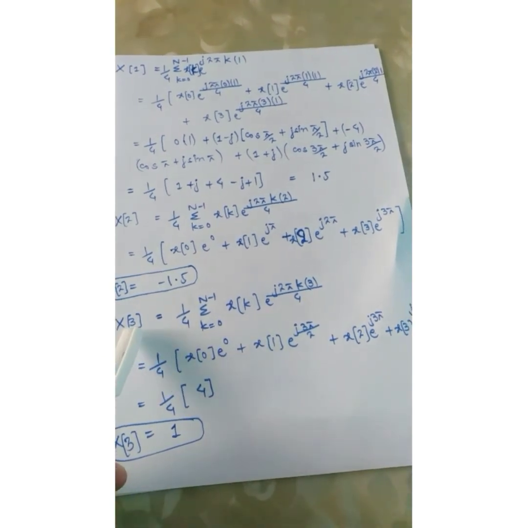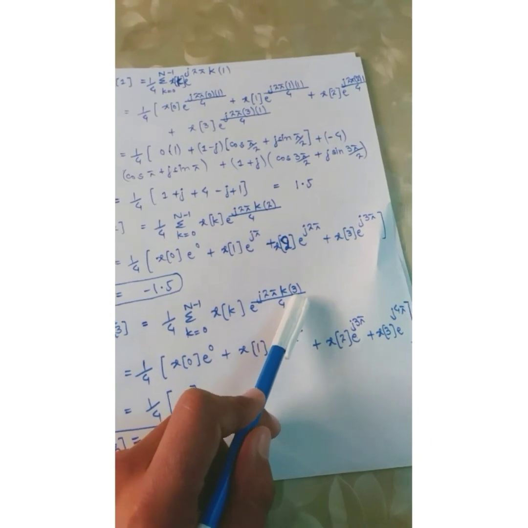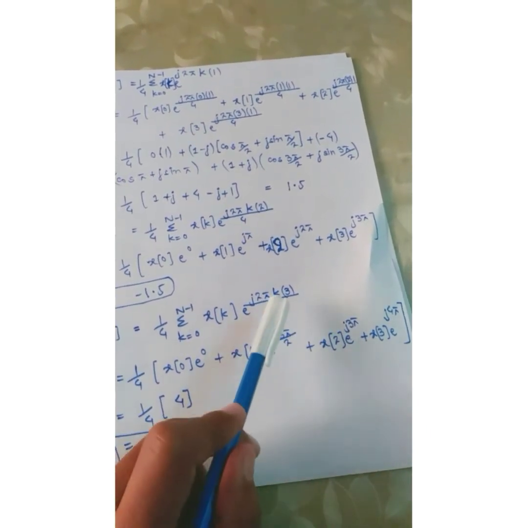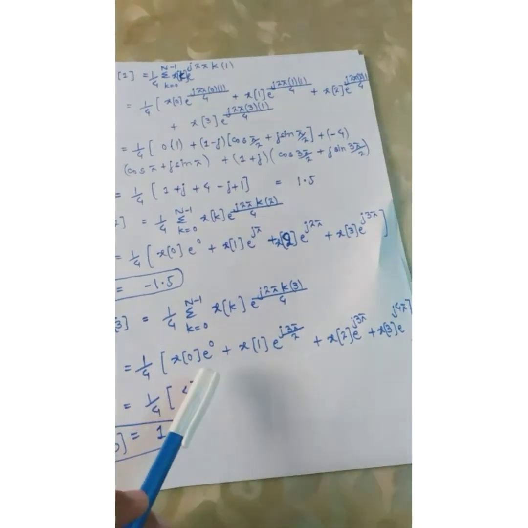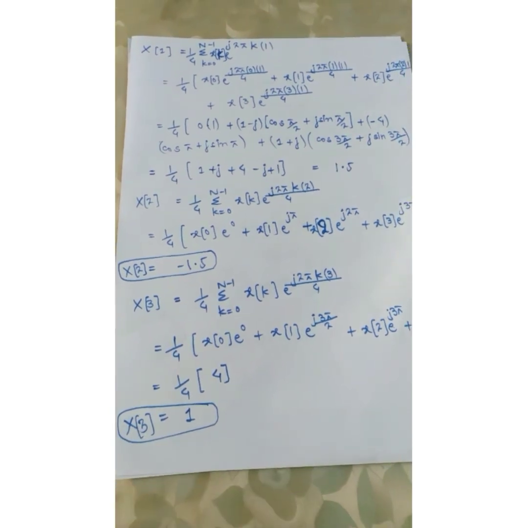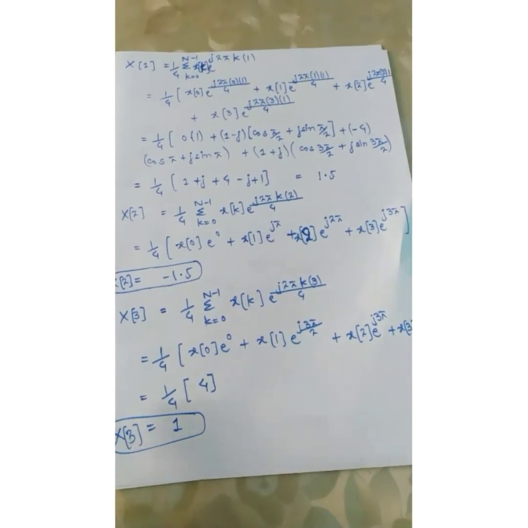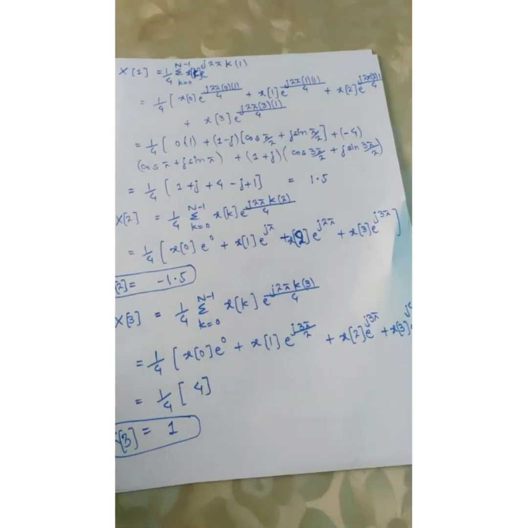Similarly, for x of 3 we fix the value of n, that is 3, and change the value of k from 0 to 3. By simplifying these simple mathematical equations, we find x of 3 is equal to 1. In this way, you can go back to the time domain from the frequency domain.